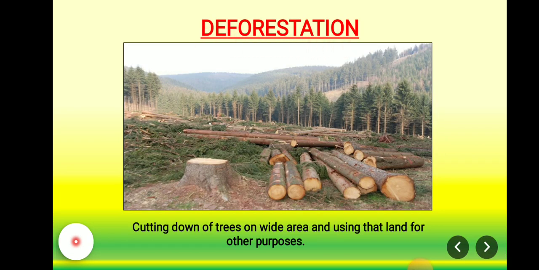Deforestation. It is cutting down of trees on a wide area and using that land for other purposes. In this picture you can see lots of trees have been cut down. The forest area is being cleared for some purposes.